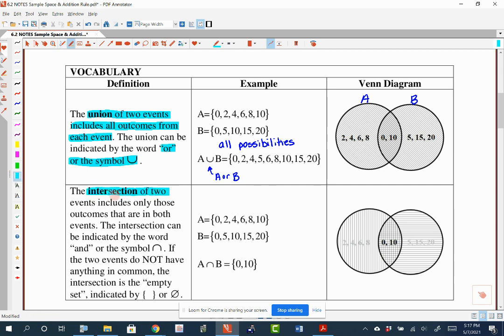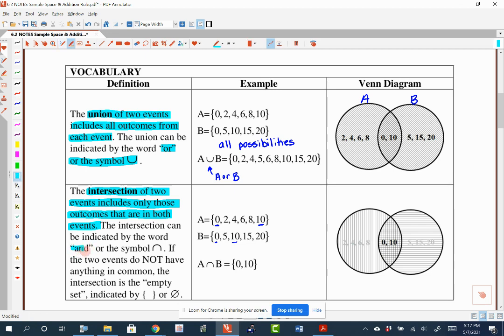We also have what's called an intersection. The intersection of 2 events includes only those outcomes that are in both events. So now I still have 2 events, A and B, same 2 events above, but now I want the intersection, what's only in both of them. So I just want what's in common. Well, if I look at my two sets as they're written, I see that there's a 0 in both of them. I see that there's a 10 in both of them. So they do have those two common numbers.